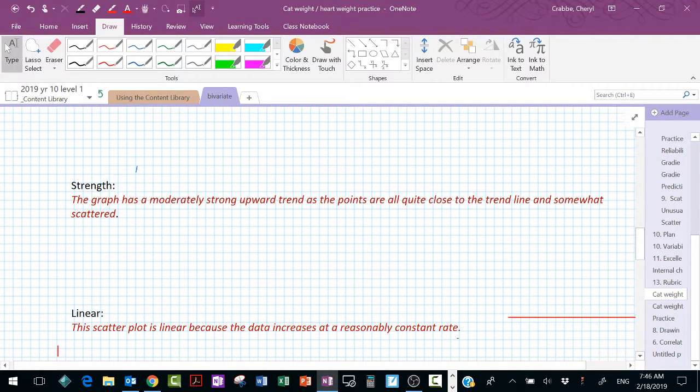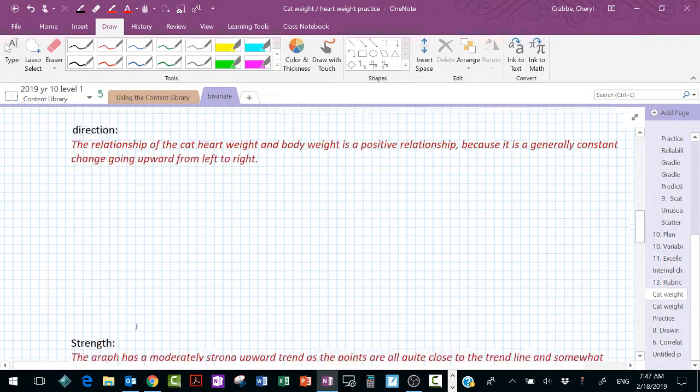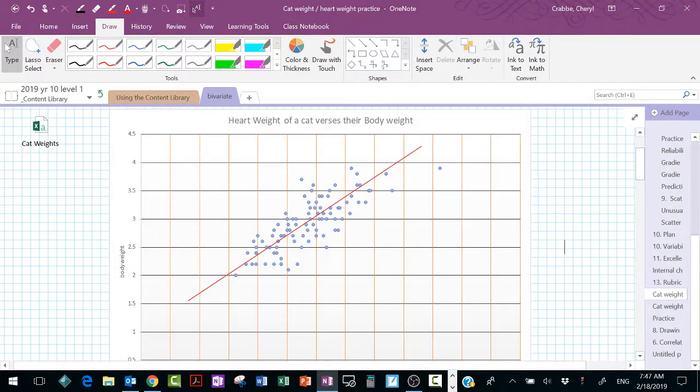The strength, it's a moderately strong relationship, and that's because most of the data points are quite close to the trend line, but they're not all close to the trend line. There is a little bit of scatter and a little bit of distance away from the trend line. So we could say it's strong, but probably moderately strong would be a better way of identifying the relationship. The scatter is linear, mostly because the dots are following the trend line, and they're increasing at a fairly constant rate. There isn't much scatter. I mean, the scatter is pretty consistent.